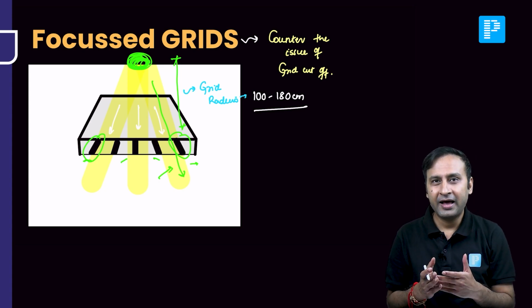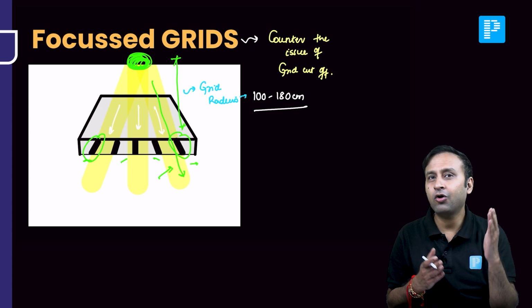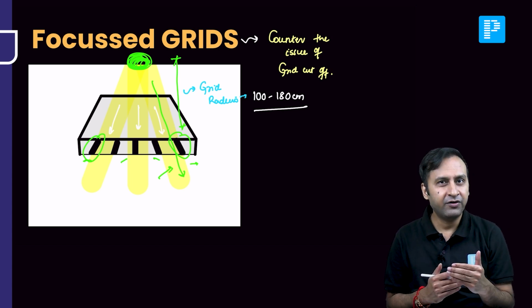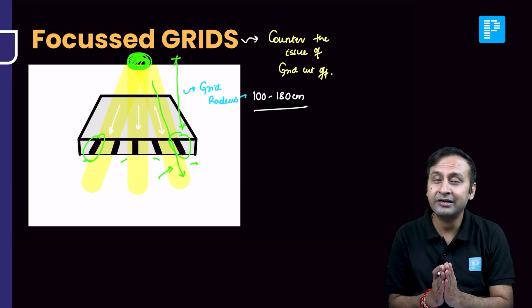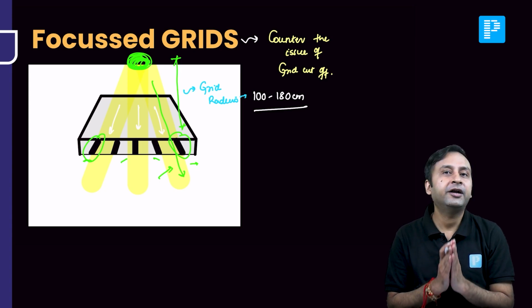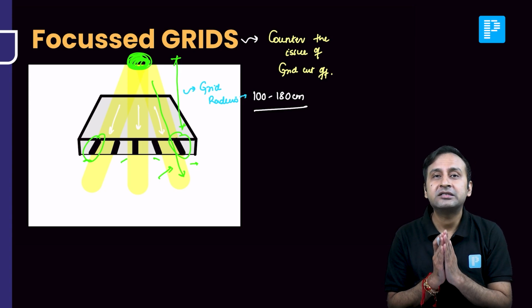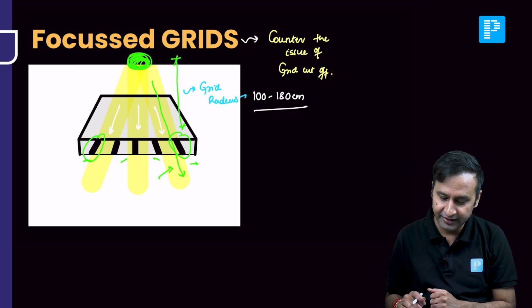But what will happen if we keep the source very close to the grid or very far from the grid? If we keep it very close or very far from the grid, that is, we move it out of focus, it will result in misalignment between the incident radiation and the oblique angle of the radio opaque strips of lead. As a result, there would be a significant amount of grid cutoff. How does this occur? We'll be talking about that later on.